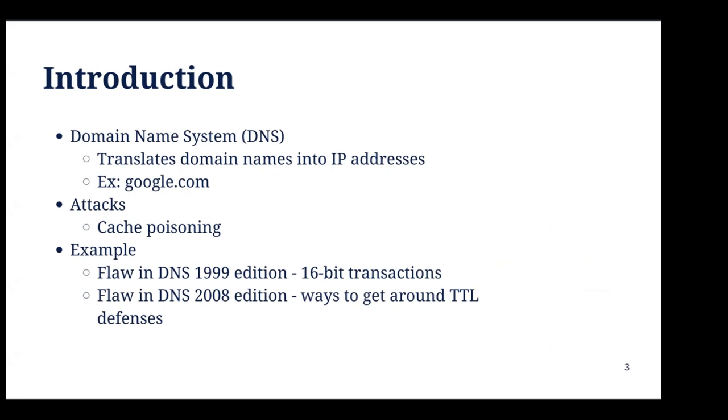Then we're going to be talking about attacks, cache poisoning, and then we're going to be looking at some examples. We'll cover some examples, some flaws that were found in DNS. This is going to be the 1999 edition that discusses the 16-bit transaction IDs, and also the 2008 edition that discusses ways in which to get around TTL defenses.